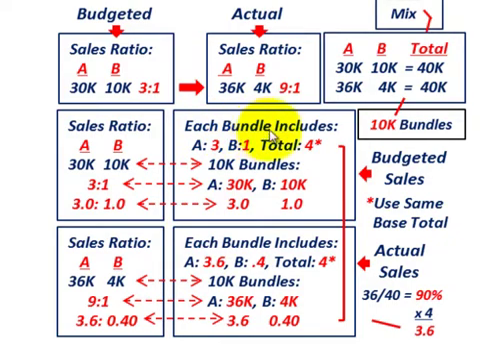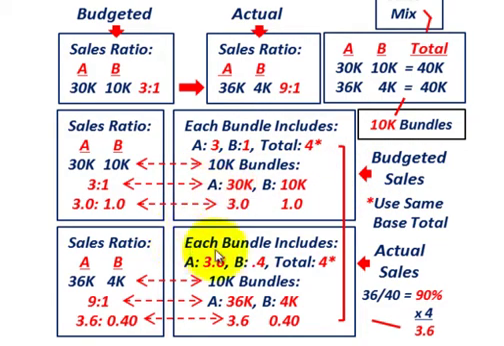In this case, each bundle includes 3 of product A and 1 of product B. So the total amount in each one of the bundles is a quantity of 4 between A and B. In this case, it's going to be 10,000 bundles, because our total sales is 40,000 in both cases, divided by a quantity of 4 per bundle. That's going to give us 10,000 bundles that we're going to be looking at. Okay, so that's for our budgeted sales.